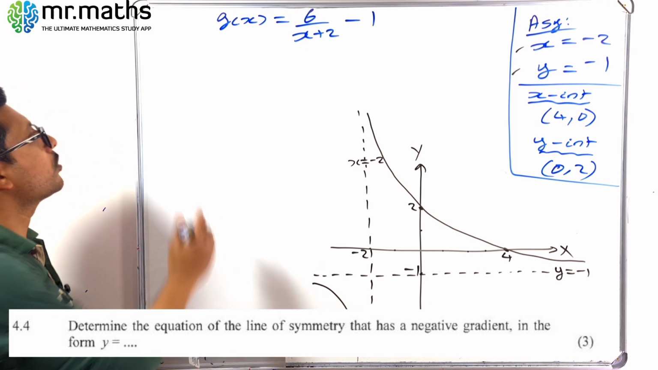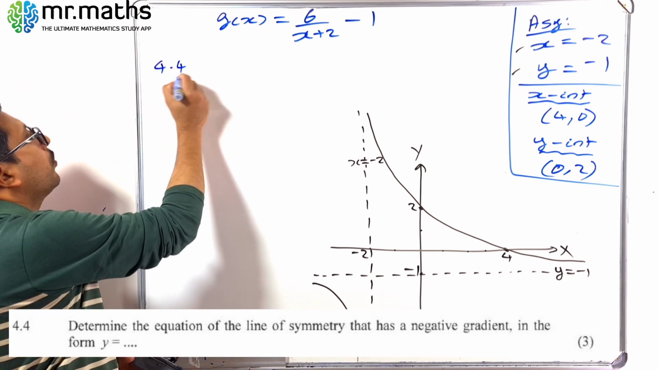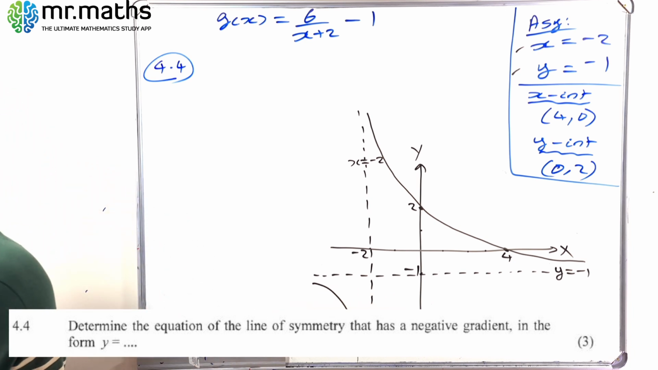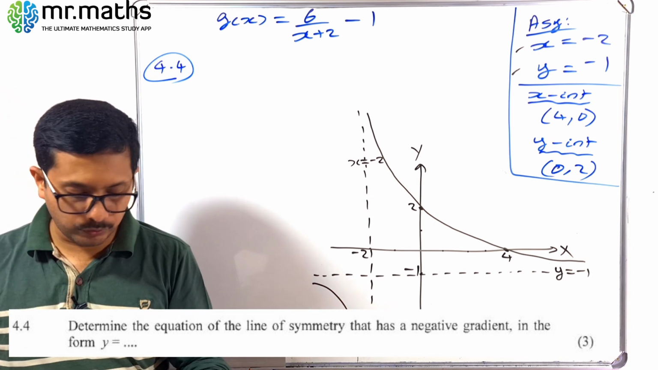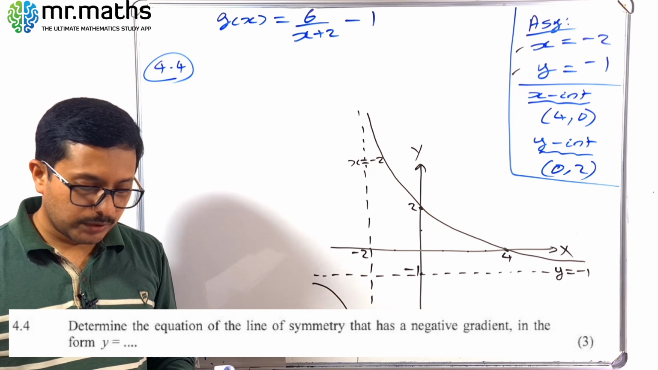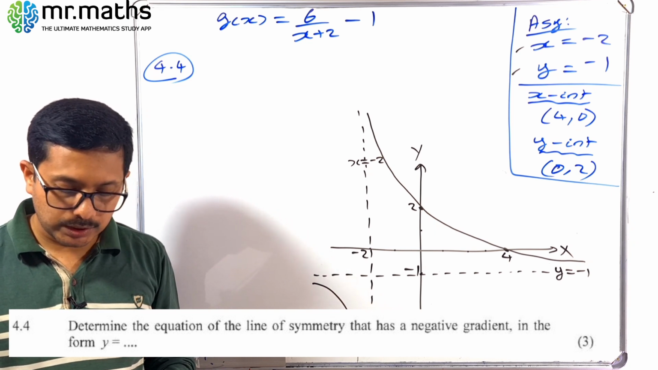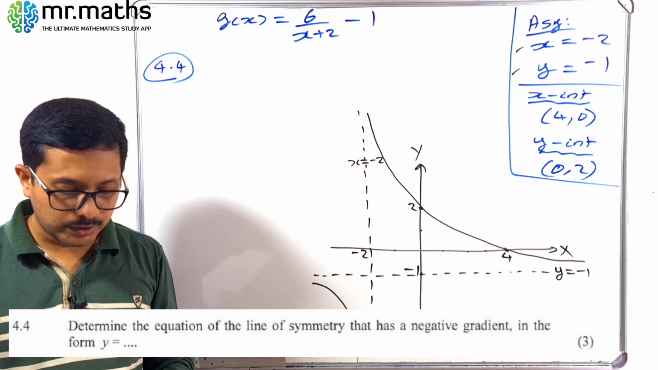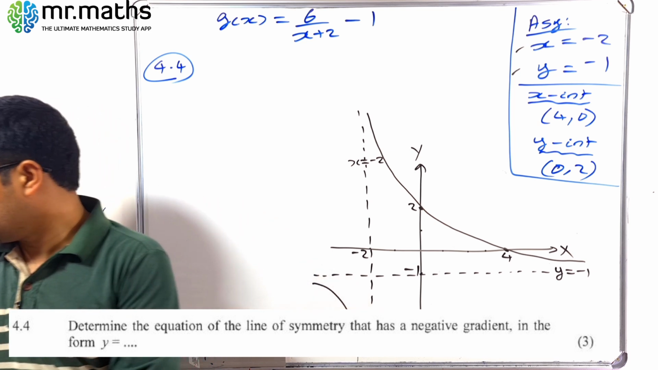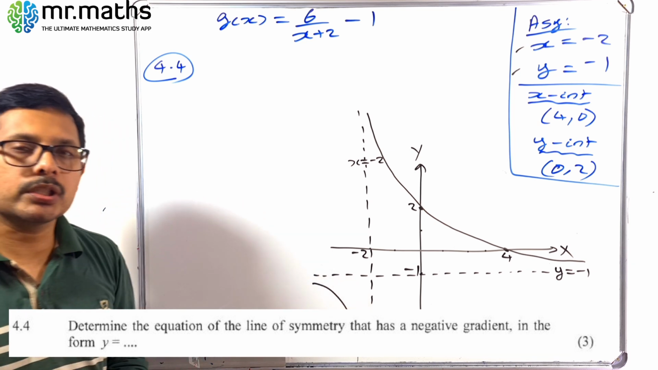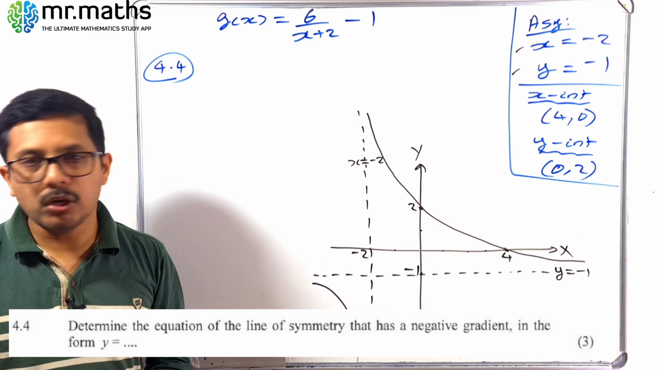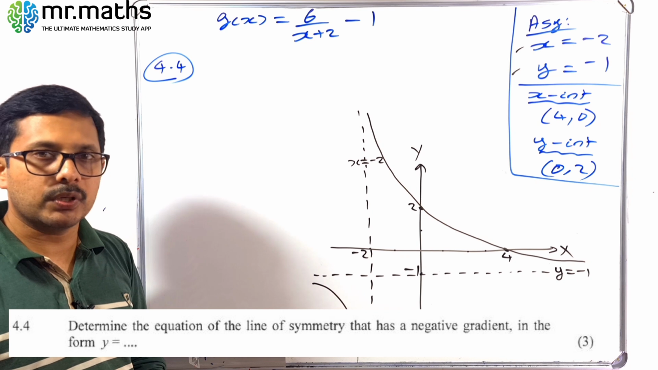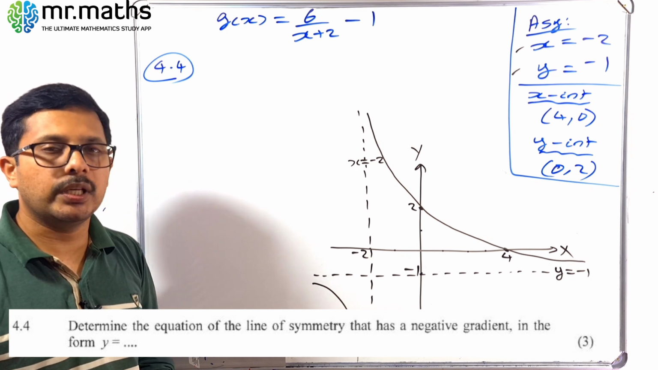Now let's move to question number 4.4. What is question number 4.4, guys? Look at that question 4.4. Determine the equation of the line of symmetry that has a negative gradient in the form of y is equal to. Wow. So you have to find the equation of the line of symmetry. Okay, so you have to find the equation of the line of symmetry that has a negative gradient.